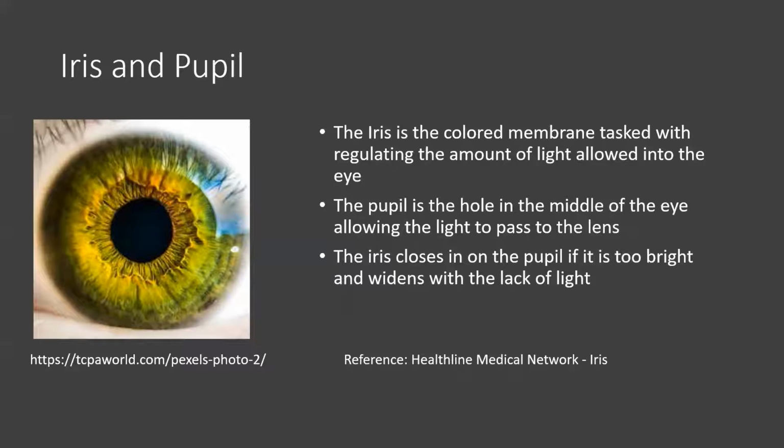In the case of too much light, the iris will close a little bit. In the case of too little light, the iris will try and open. The iris is made mostly entirely of connective tissue and smooth muscle fibers, and those muscle fibers are what controls the contraction of the iris.